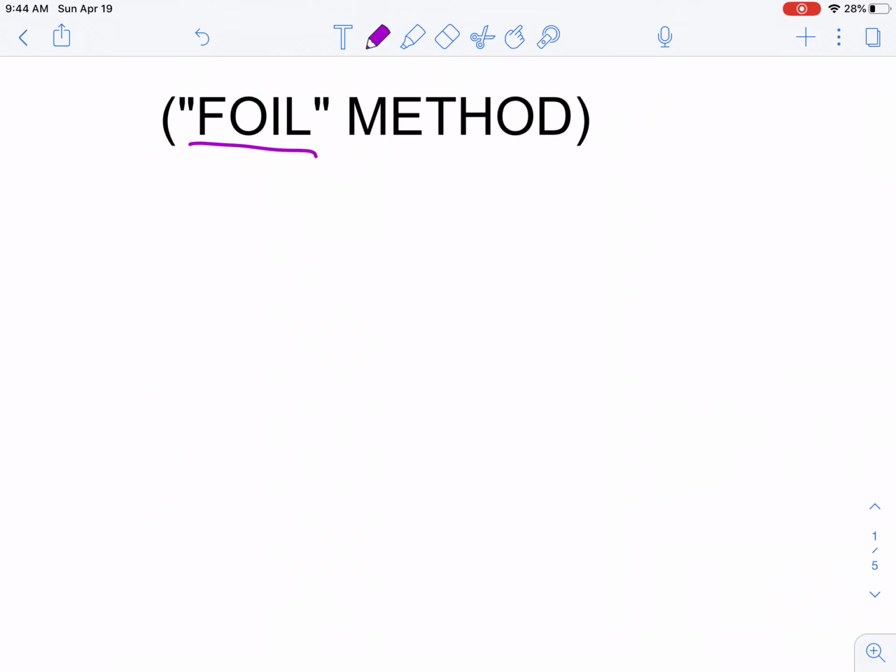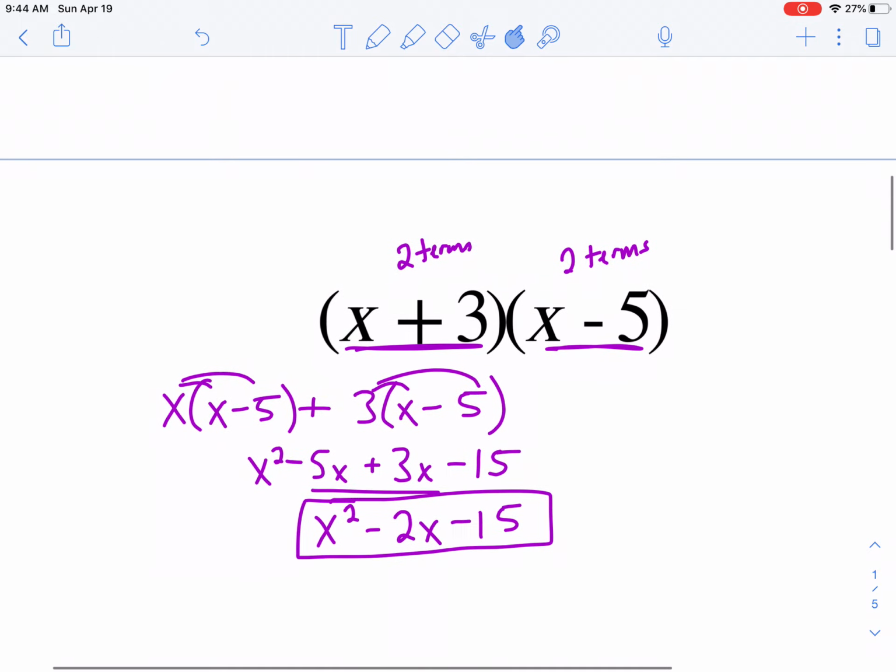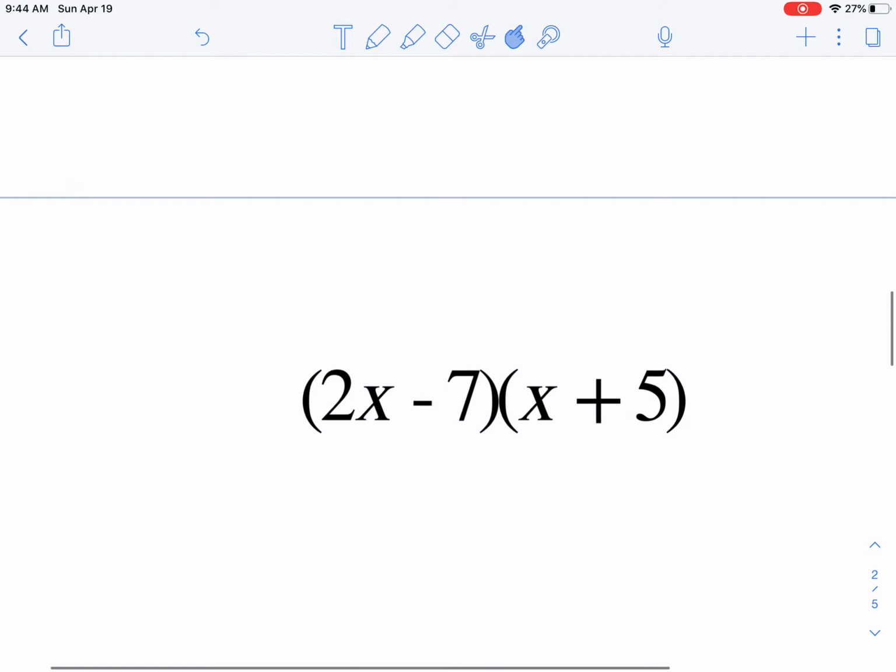And what it stands for is first, outer, inner, and last. And what it does is it helps remind you to multiply all of the correct terms in an expression when you're multiplying a binomial times another binomial. And on this next example, I'll show you what I mean by that.